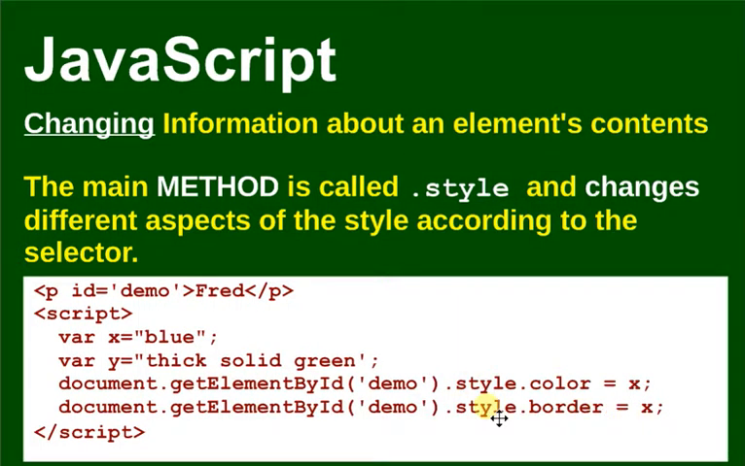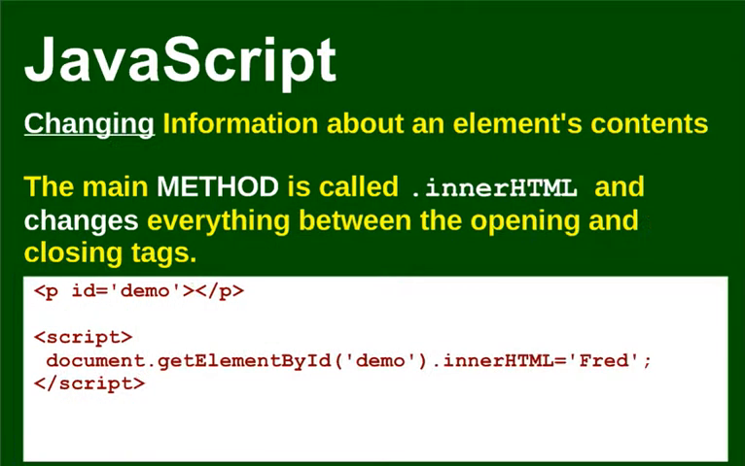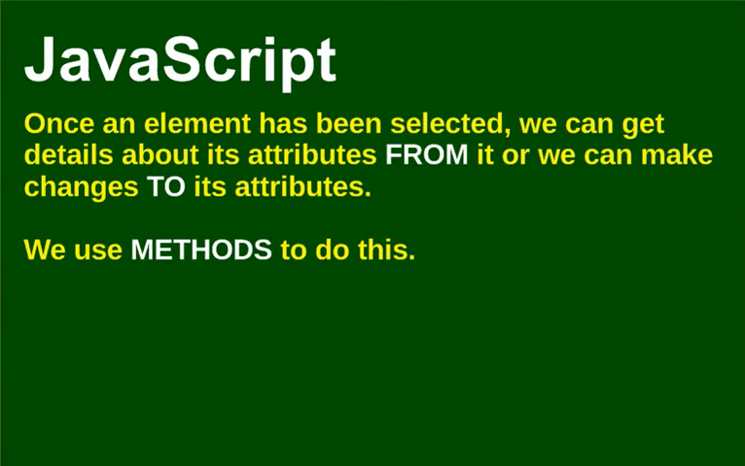Okay, and you just got to remember that this is what we're doing. We are just going back to the fact that once we select an element, we can get details from it, or we can change the attributes by making changes to its attributes, and then we use methods to do that. Now there are loads of methods, and that's what you need to be aware of on the W3 School site. There are lots and lots of methods. It's not just one method.